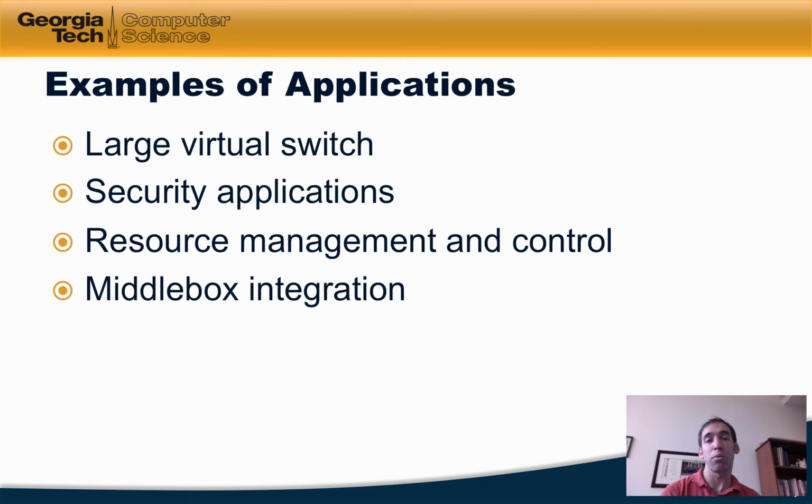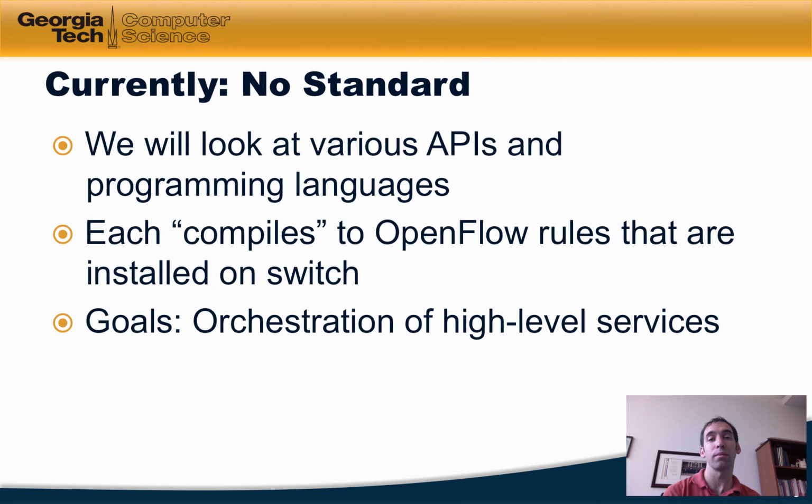Middle boxes are proliferating, and it is now incumbent on network operators to figure out how to integrate the increasing number and diversity of middle boxes into their networks. A Northbound API could allow network operators to integrate middle boxes with applications that are also running in coordination with switches, routers, and other devices in the network.